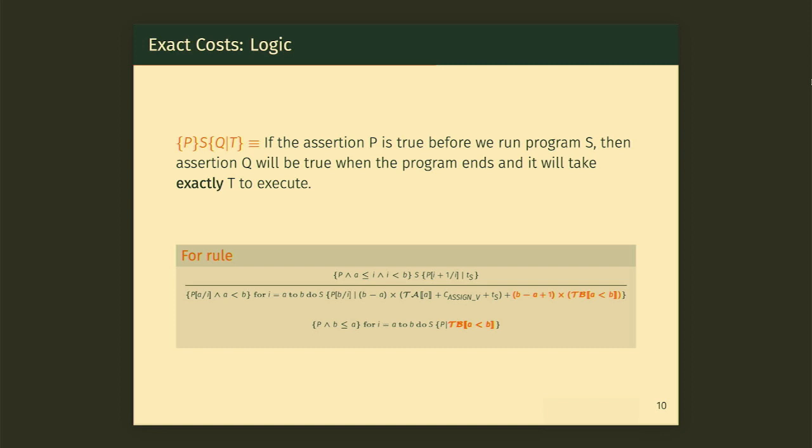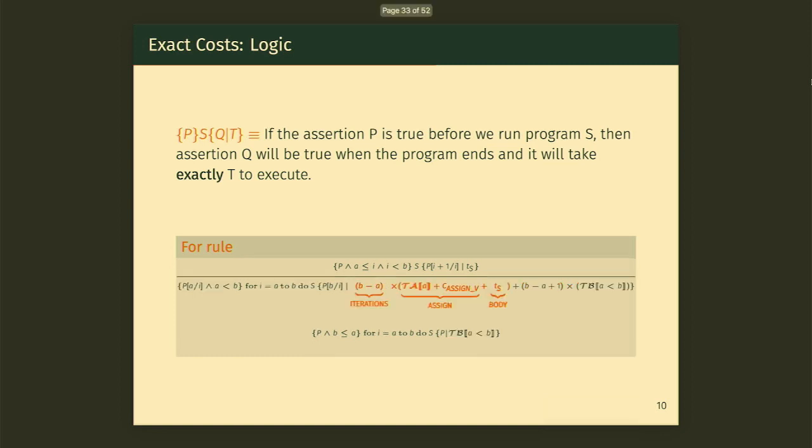The rest of the time expression for the for represents the cost of updating the variable for the for, so I, plus the cost of evaluating the loop body. And we do this for b minus a iterations. And with these new rules, we developed a logic that gave us exact execution times.